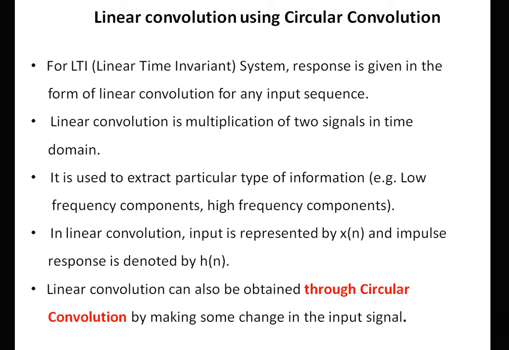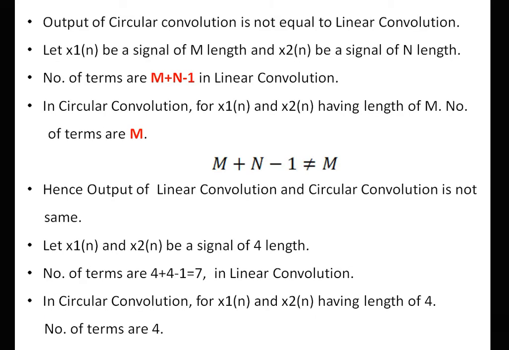Linear convolution can also be obtained through circular convolution by making some changes in the input signal. The output of circular convolution is not equal to linear convolution. Now see the reason. Let x1 be a signal of length m and x2 be a signal of length n. The number of terms in the linear convolution is m plus n minus 1. In circular convolution, for x1 of n and x2 of n having the same length m, the number of terms in the output is m. Therefore, m plus n minus 1 is not equal to m. Hence, the output of linear convolution and circular convolution is not the same.